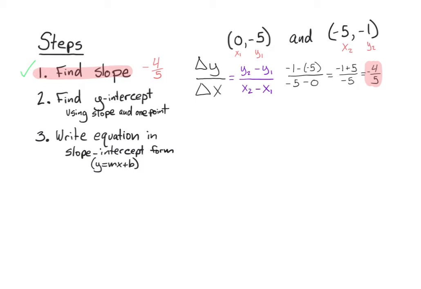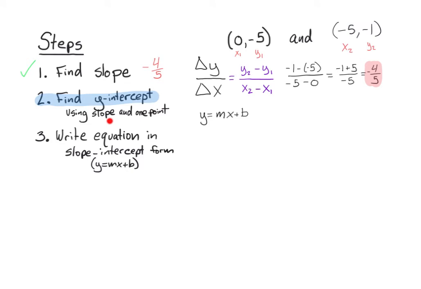Now we move to step 2. Find the y-intercept using slope and one point. We'll start by writing y equals mx plus b. I highly recommend you start here to help you remember what you're filling in. The point I'm going to use is (-5, -1). I'm just choosing to use that. I could use (0, -5). It doesn't matter. I should get the exact same b value.